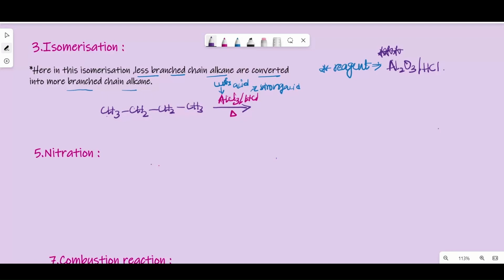Here you will get CH3 CH CH3 with a methyl branch. As we read, less branched chain alkanes are converted into more branched chain alkanes. See here it is n-butane, and here we got a more branched one. Here it is butane, and we just removed this methyl group and added it here. So branching increases in this isomerization. This is all about isomerization.